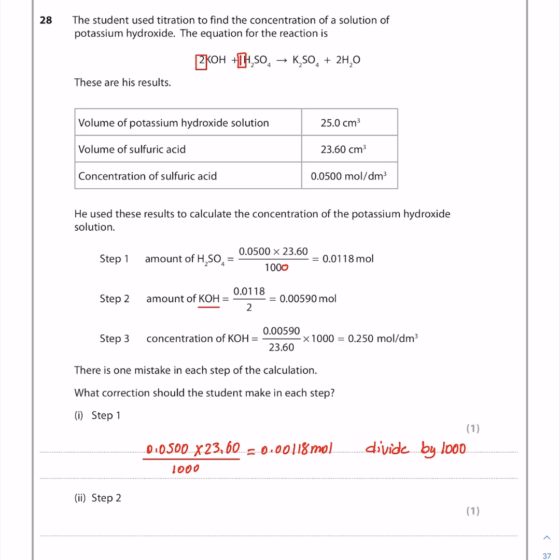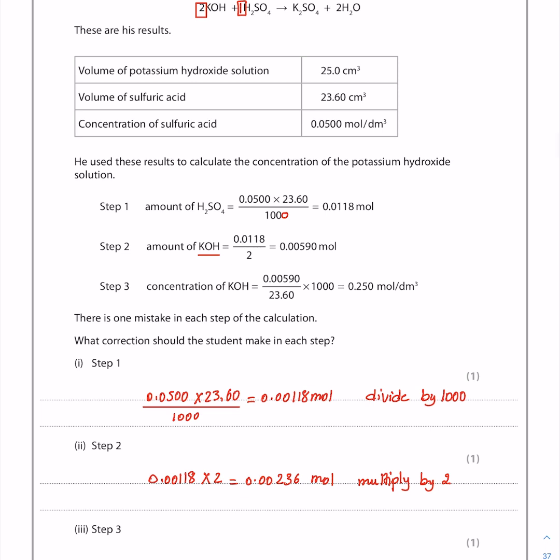step 2 المفروض ان هو عشان يجيب الامount of potassium hydroxide الريشيو 2 potassium hydroxide ل 1 sulfuric، يبقى المفروض يجيب المولز بتاعت السلفوريك اسيد 0.00118 يعملها times 2 not divide by 2. يبقى هنا الإجابة هتبقى أو الكوركشن هيبقى multiply by 2، يعني مش تعمل dividing على 2، تعمل multiplying by 2، يعني يطلع المول 0.00236 مولز.